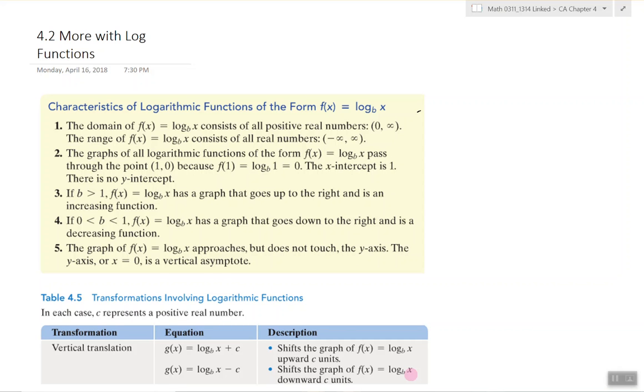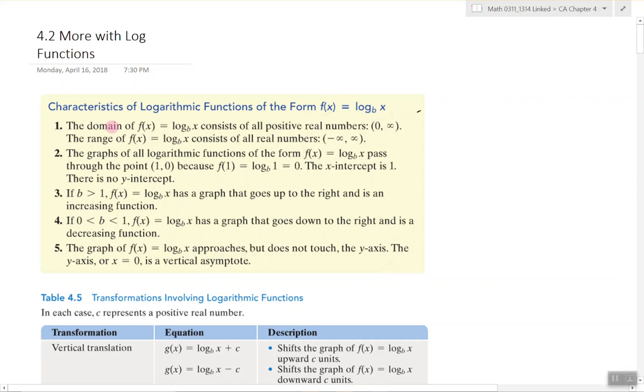This is lesson 4.2, more with log functions. This is a continuation of working with defining and seeing the relationship between log functions and their inverses, the exponential functions. You might want to pause the video and make note of these 5 characteristics of logarithmic functions that are in the form f of x is equal to log base b of x.